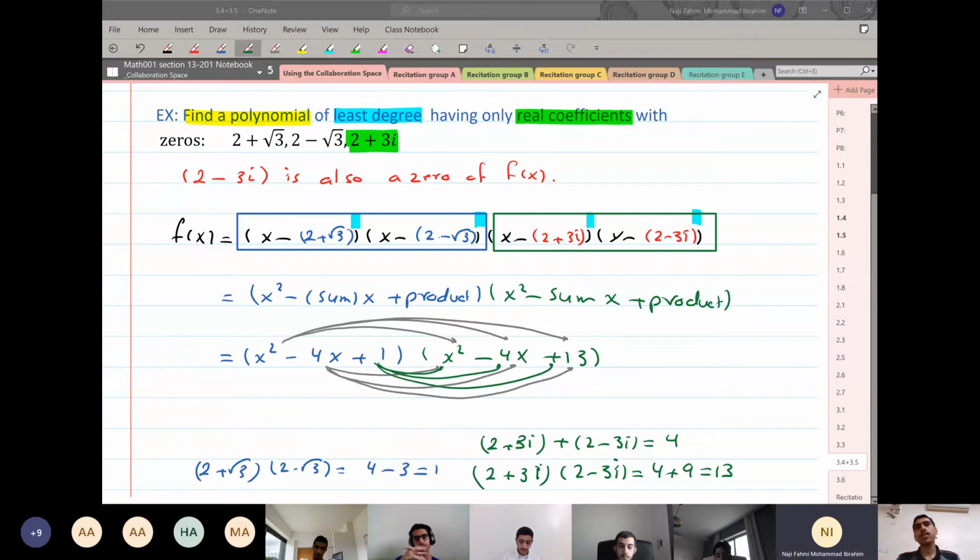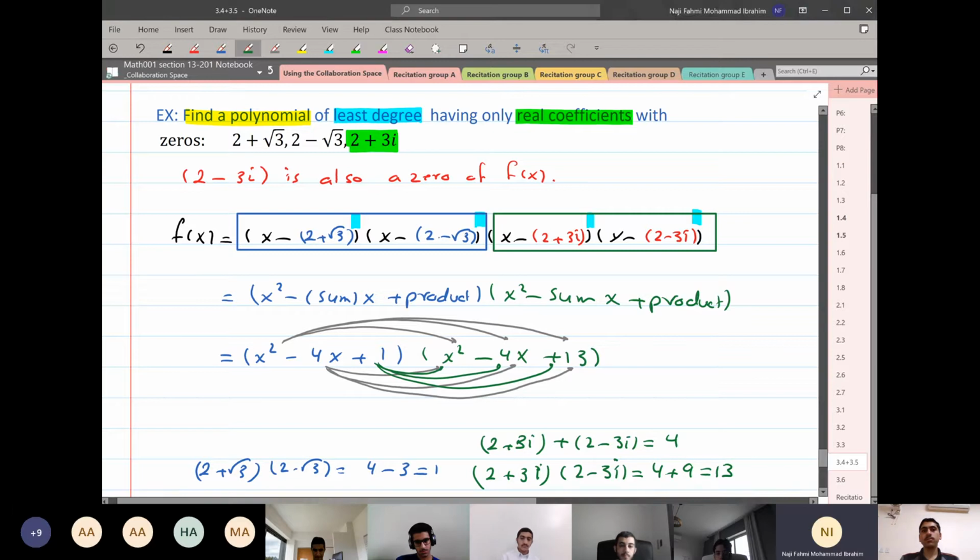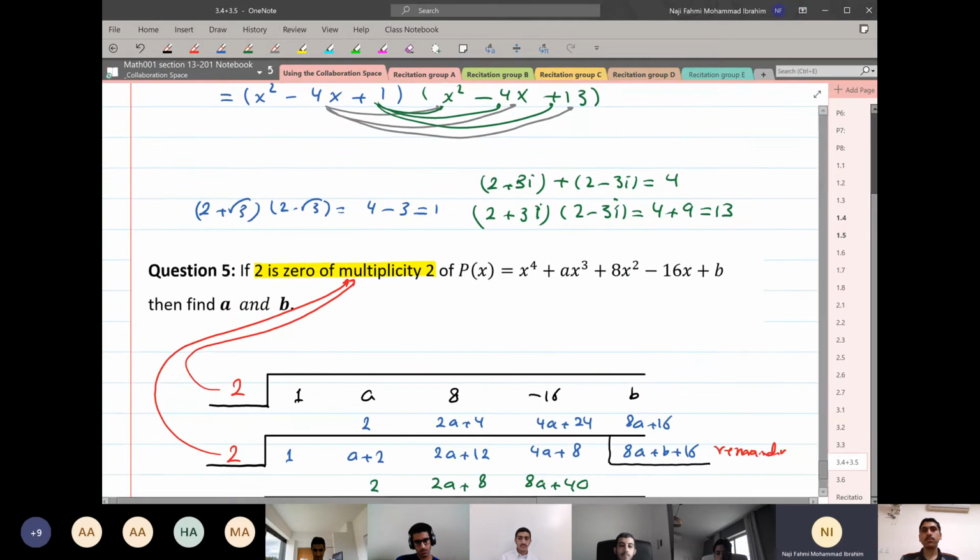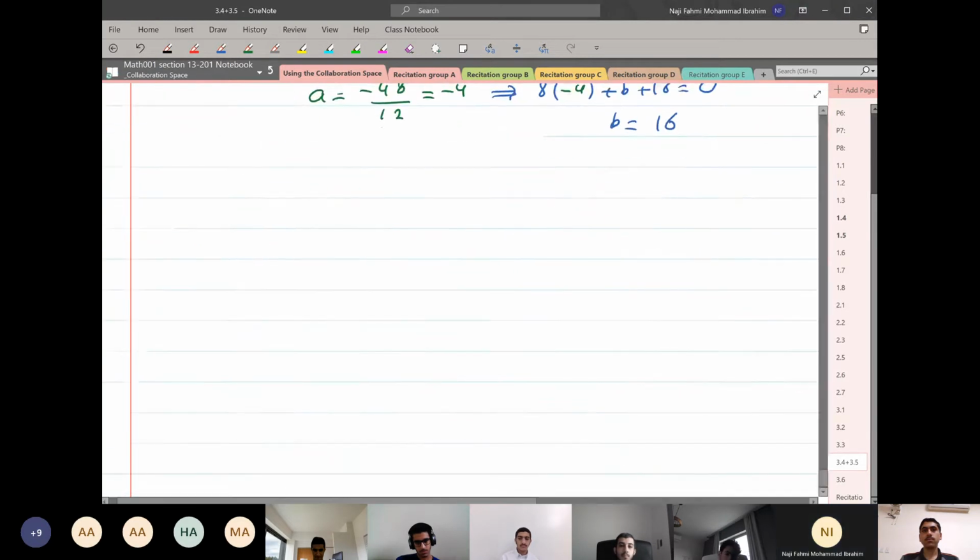Okay? But regarding the complex, the coefficients should be real. Regarding the irrational, the coefficients should be rational. Any other questions? Okay, sure. Done with this part. Let's move on down. Sorry, we are done with these.